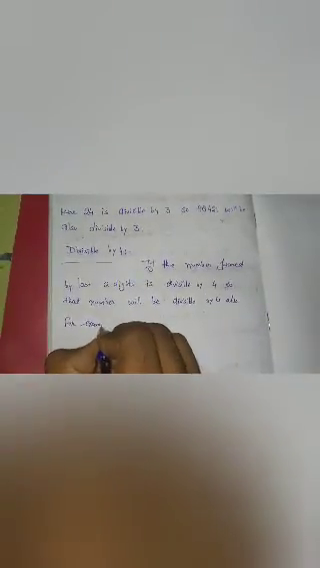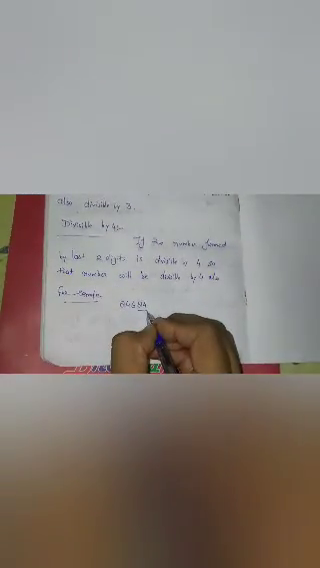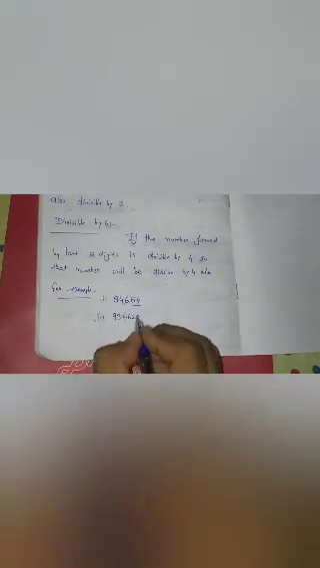For example, the number given is 84684. Here the last 2 digits are 84. 84 is divisible by 4, so that number will also be divisible by 4. Second example, 93420: the last 2 digits are 20. 20 is divisible by 4, so that number will also be divisible by 4.